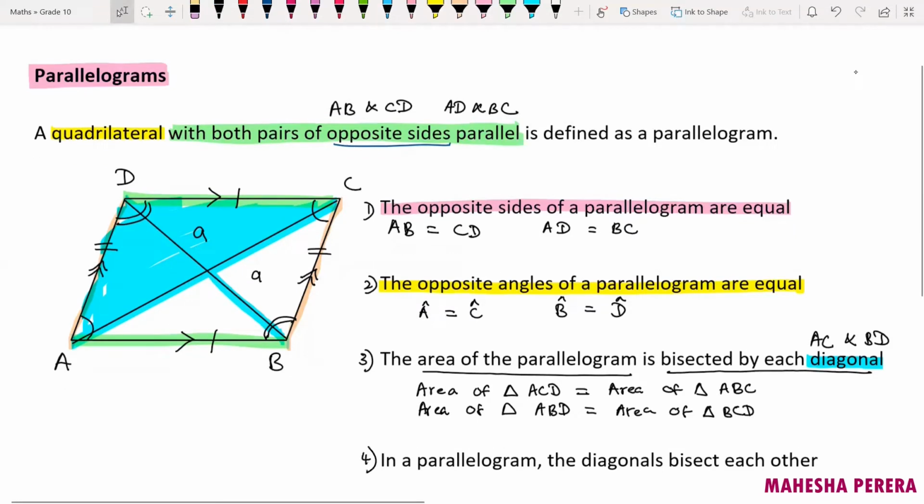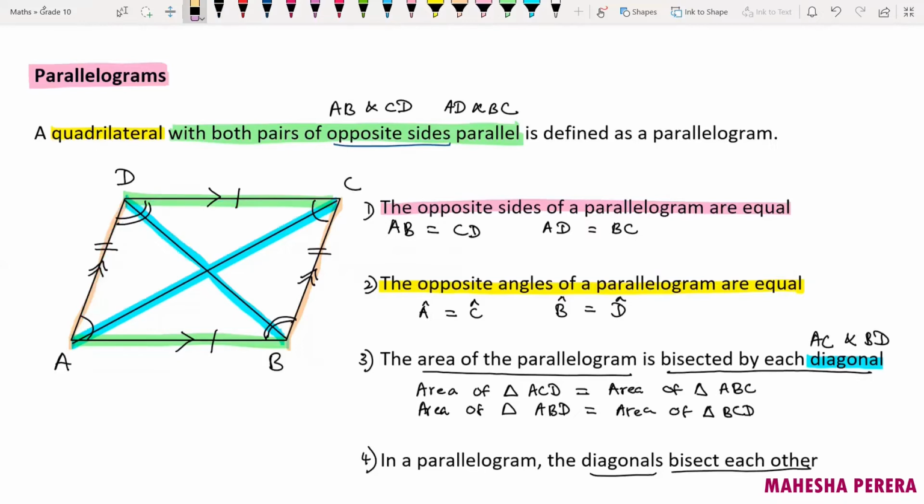Right? The fourth point. In a parallelogram, the diagonals bisect each other. Now, these are our diagonals, the blue color lines, right? Because of the diagonals, this length and this length are equal. And also, on the other hand, this length and this length should be equal. So if I write this, let's put O here, the intersection point, the middle. AO equals OC. Also, DO equals OB.